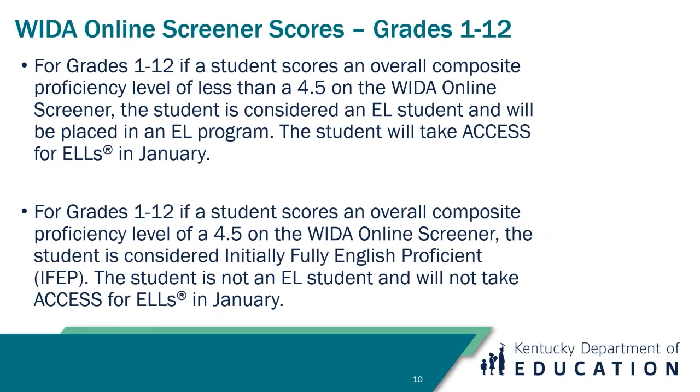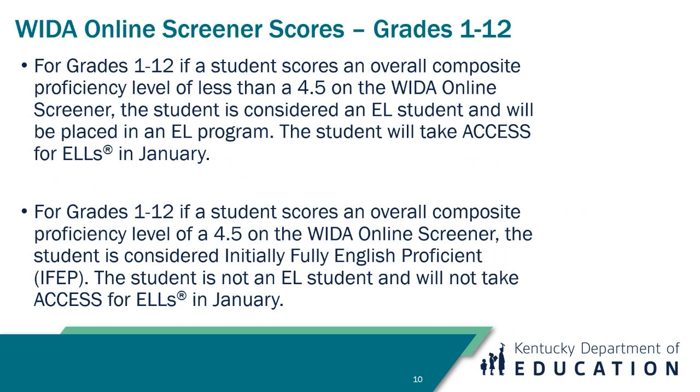Now, with the WIDA Screener Online, grades 1 through 12, when they're in second semester, if a student scores an overall composite of less than a 4.5 on the WIDA Screener Online, the student is considered EL and will be placed into the program. The student will take ACCESS in January. You would need to make sure to have a program services plan, and also don't forget to meet with the parents to go over their plan and let them know what goals and objectives you're going to be providing for that student.